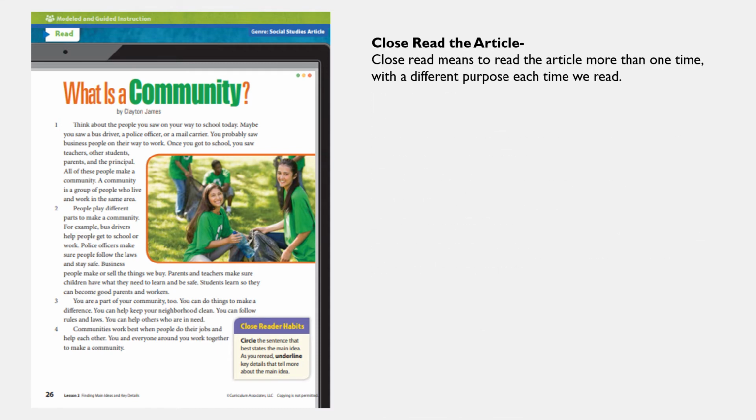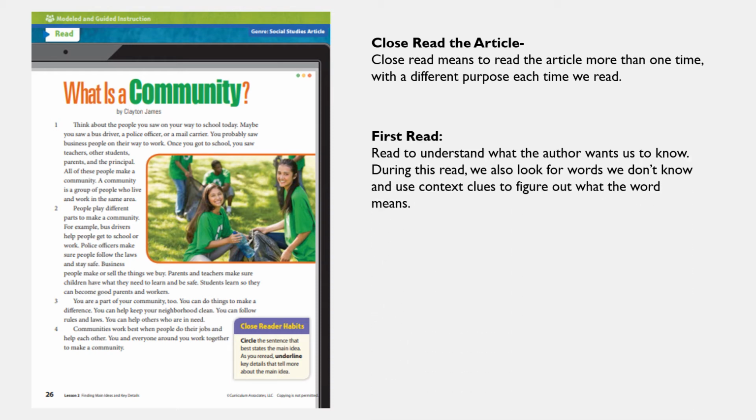A close read means to read the article more than one time, but each time you read, you have a different purpose. So the first time that we read, we just want to read the text to understand what the author wants us to know. When we're reading this first time, we also look for words that we may not know what they mean, and we're going to use what we call context clues to help figure out what those words mean. And that means looking in the sentence that the word is in, looking in the sentence before it, and looking in the sentence after it, and taking all of the information around that word to figure out what our unknown word means.